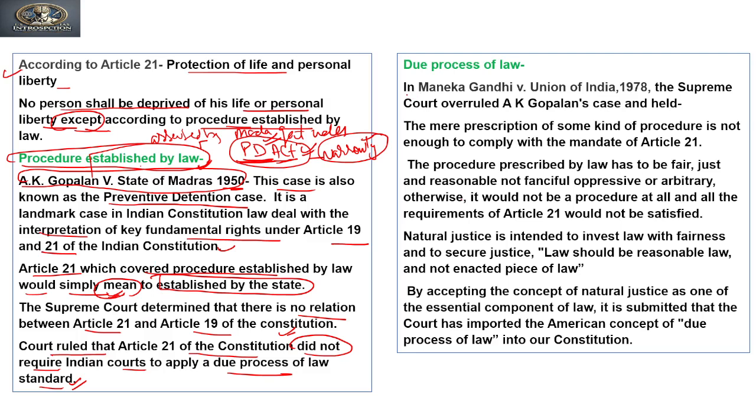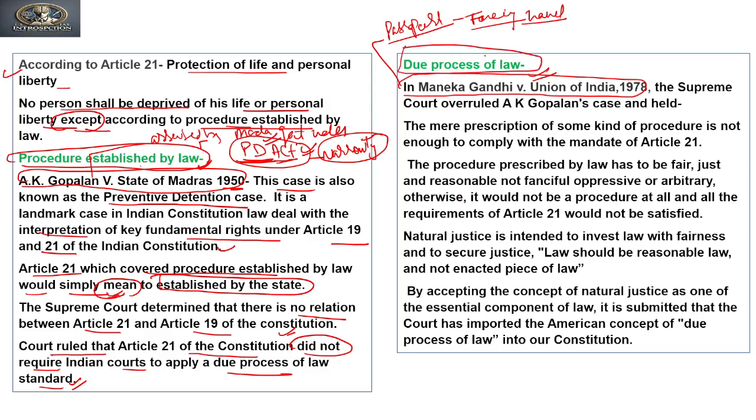But again, this was challenged in the Maneka Gandhi case in 1978, when Maneka Gandhi was forced to surrender her passport, and she was restricted from foreign travel. So she challenged this in the Supreme Court. Now, through this case, the concept of due process of law was established, and the Supreme Court, from 1978, started to apply due process of law while interpreting Article 21.